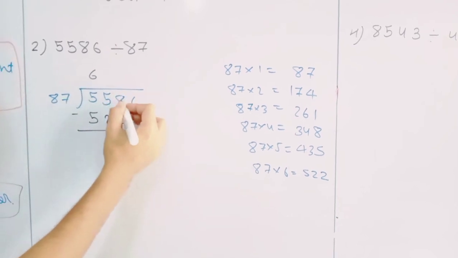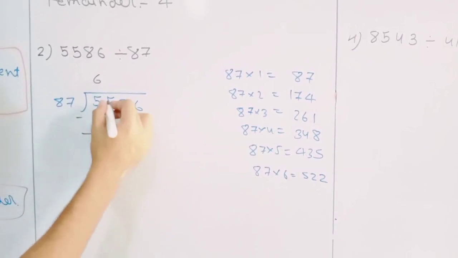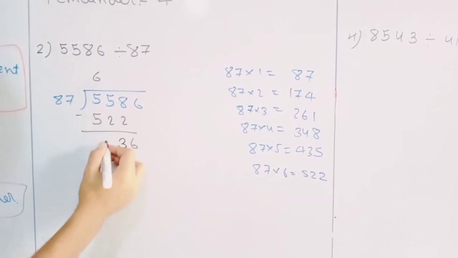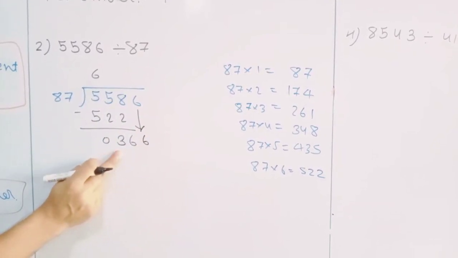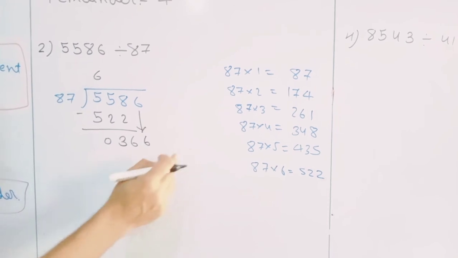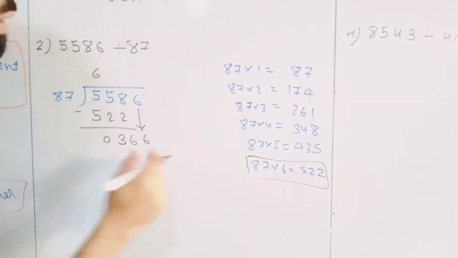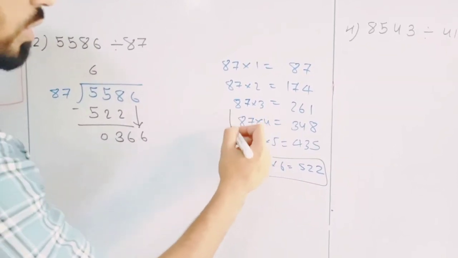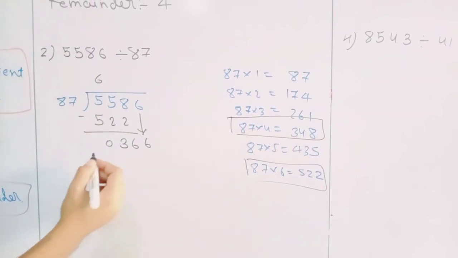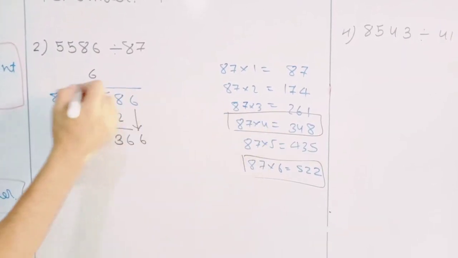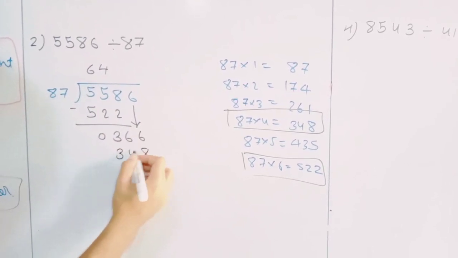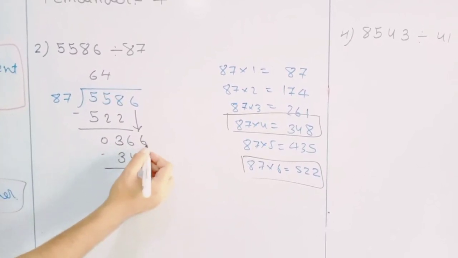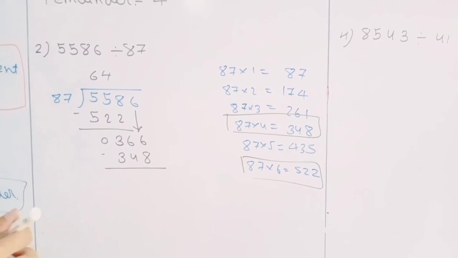522. Subtract it. 8 minus 2 is 6, 5 minus 2 is 3, and 0. This 6 comes down, so it becomes 366. Is any number nearer to this 366? Yes, we have 348, so 4 times. 87 4s are 348. Subtract it.